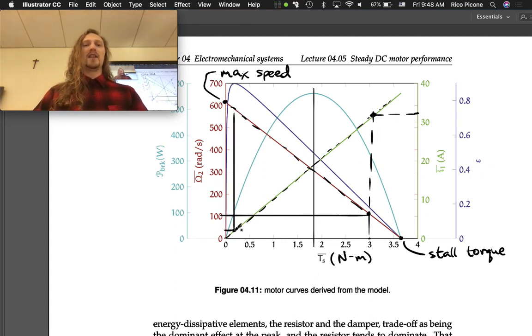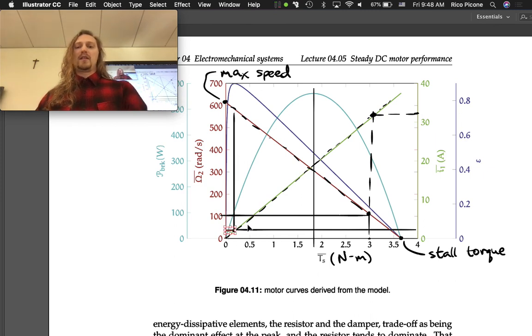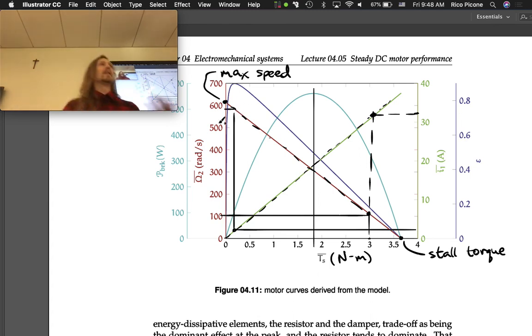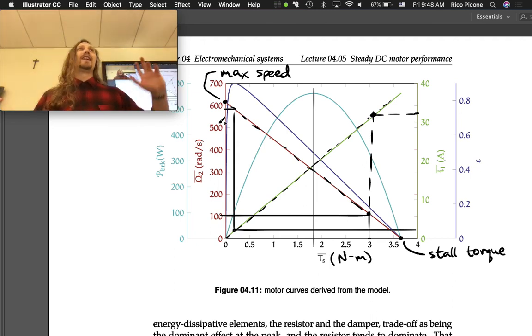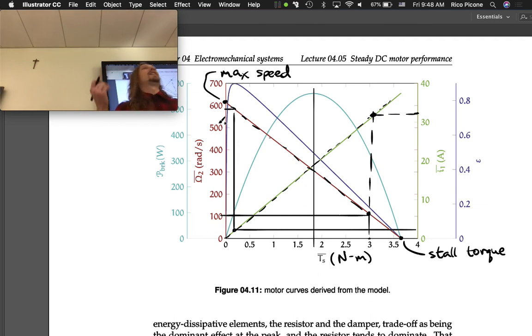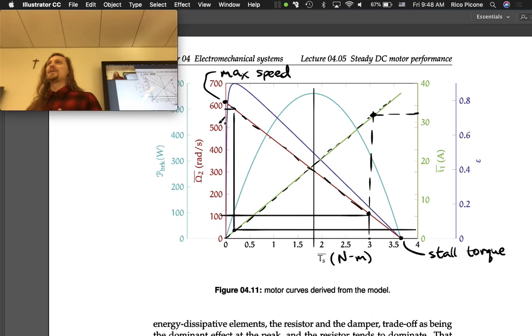So in this region, the current's low, but the speed is high. The damper on the mechanical side is going to be dissipating more of the power. So it's like a damned if you do, damned if you don't situation. If you go slowly, the resistor is going to dissipate a bunch of energy. If you go fast, the damper is going to dissipate a bunch of the energy. And so you have an efficiency curve that has a peak in between.